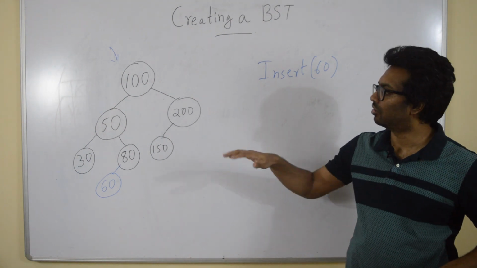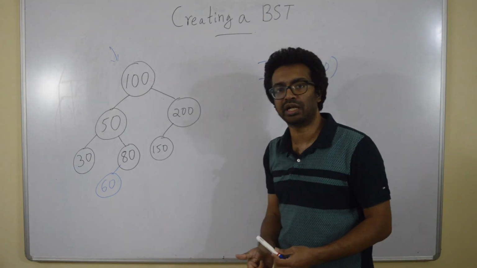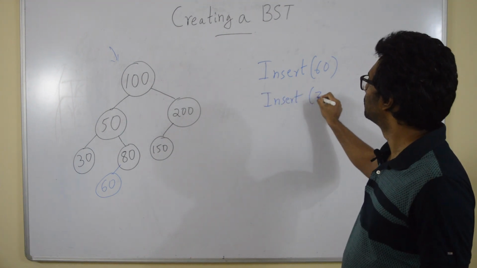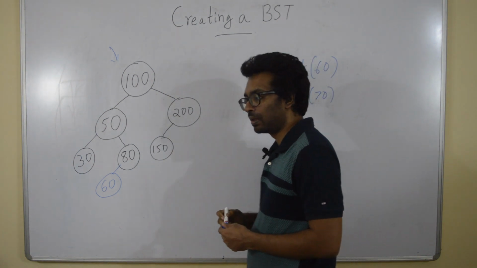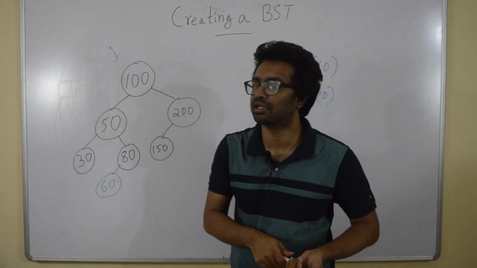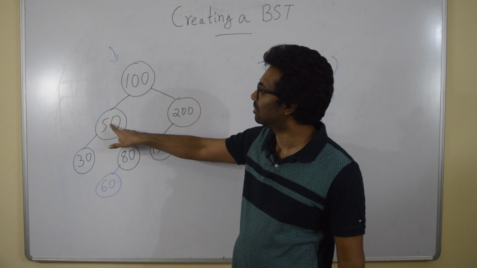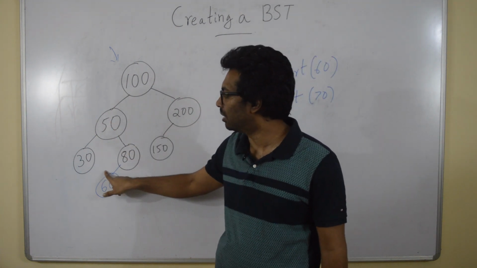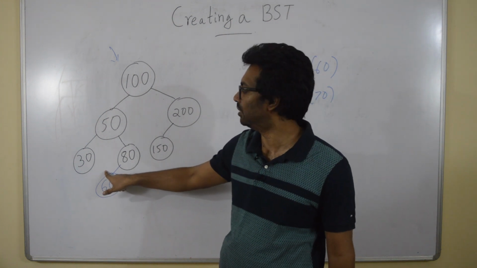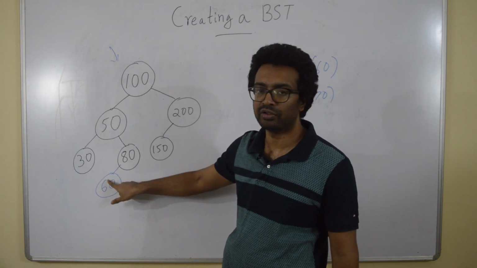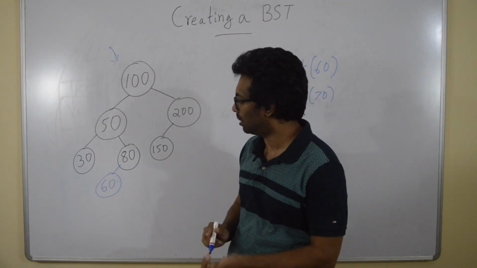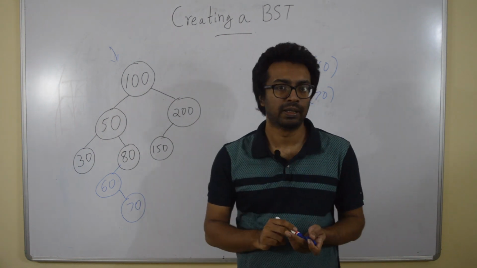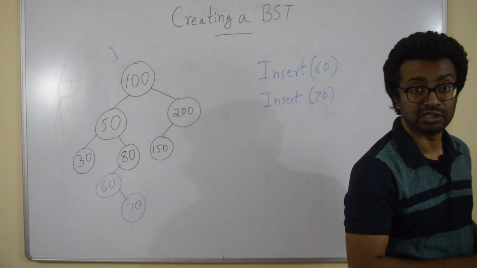Now let's say I already inserted 60, and now I want to insert another number, let's say 70. On top of this, what happens? Again, I start from here. 100, 70 should turn left. Turn right because 70 is greater than 50. Turn left because 80 is greater than 70. Now I'm at 60 and I'm looking for 70. I have to turn right, and so I put it there. So this is a binary search tree.